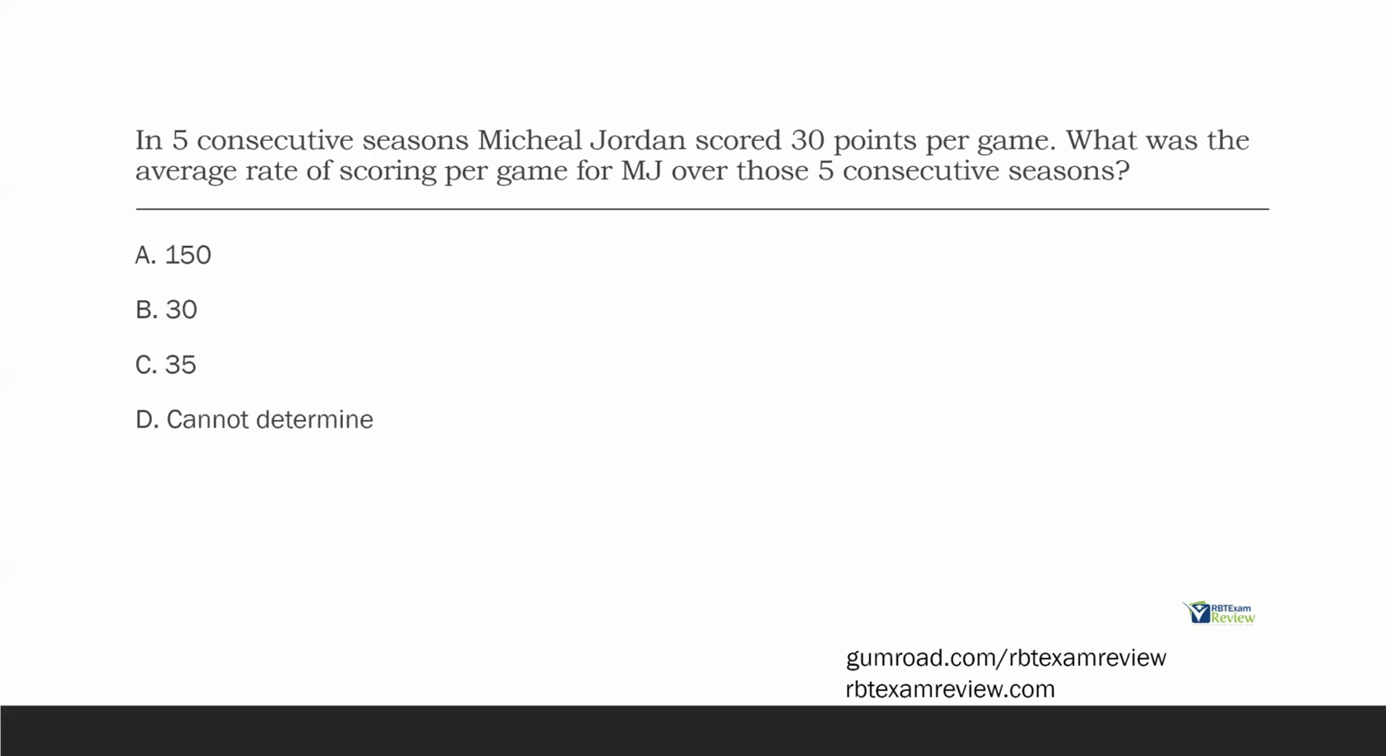They're asking about the average rate of scoring per game for MJ over those 5 consecutive seasons. Well, we know in the 5 consecutive seasons, MJ scored 30 points per game. So if we added those 5 seasons up, we'd have 150. If we divided 150 by 5, we'd get 30 points per game. But even simpler than that, they already give you the average, right? The only number this could be is 30. Each season he scored 30 points. So the average rate of scoring per game has to be 30, okay? Intentionally easy.